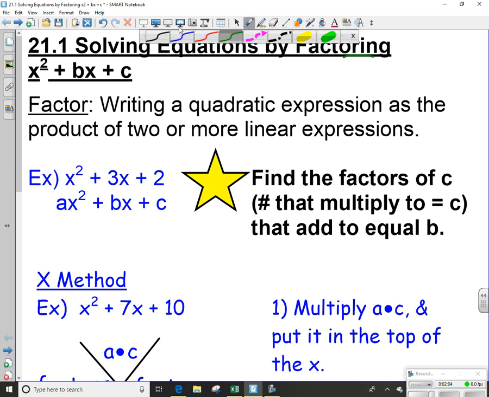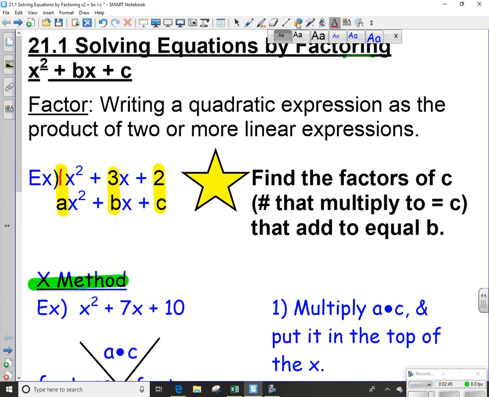So for all of these problems in this lesson, there's going to be an understood 1 in front of your x squared. Now, you'll notice that the a value is in front of the x squared, the b value is in front of the x, and the c value is all by itself at the very end. So the big idea of this lesson, and I'm going to show you in just a minute a fail-safe method, is called the X method. Lots of people use this X method.